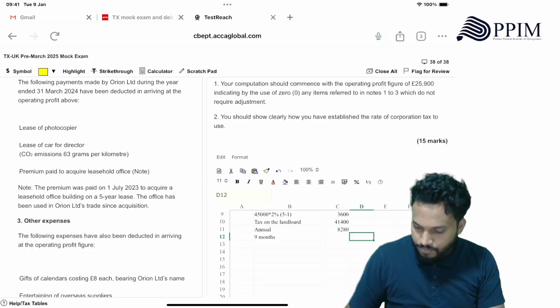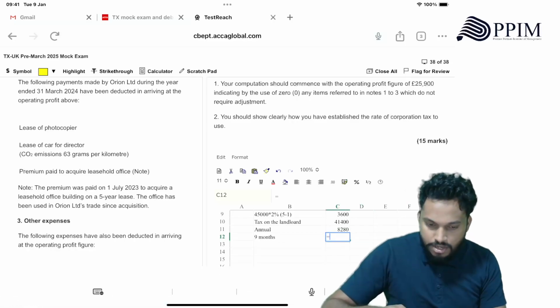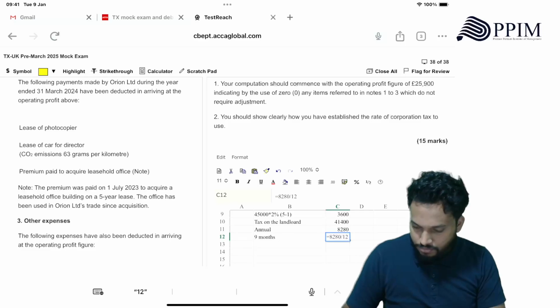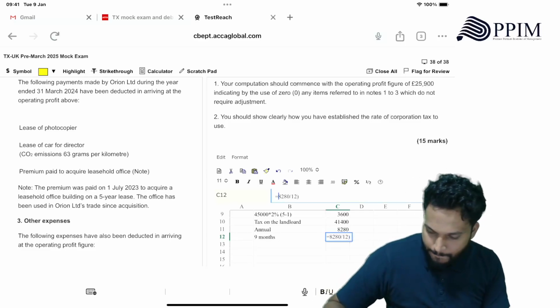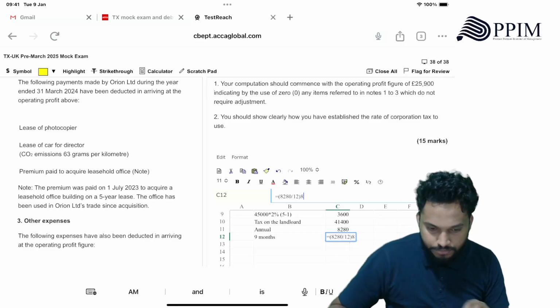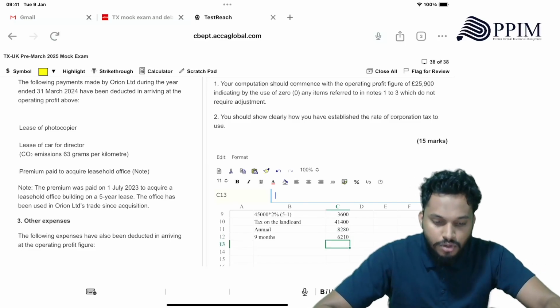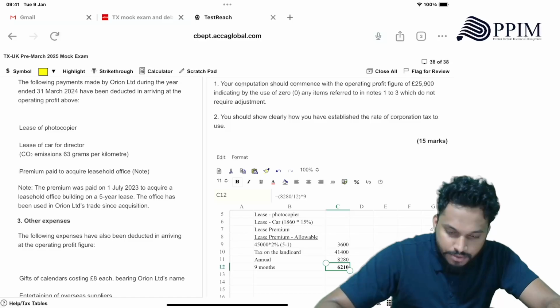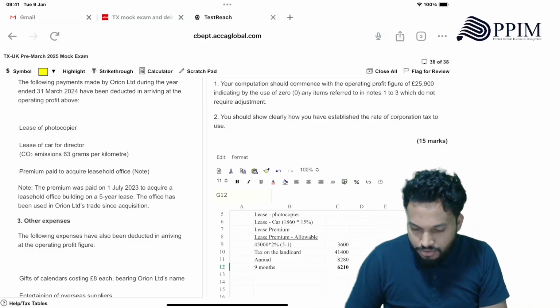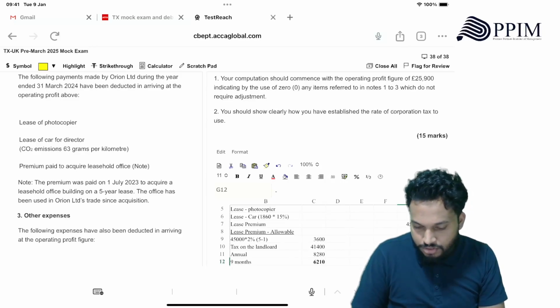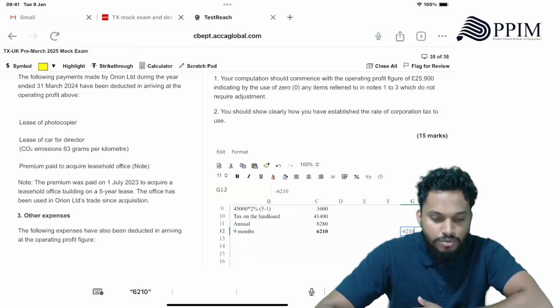So 9 months will be 8,280 divided by 12, then multiply by 9. Photocopy means photocopy machine. 6,210. This is the figure that you need to take to your calculation. It will be an allowable expense. It needs to be deducted. Very good. 6,210 is what you need to take.